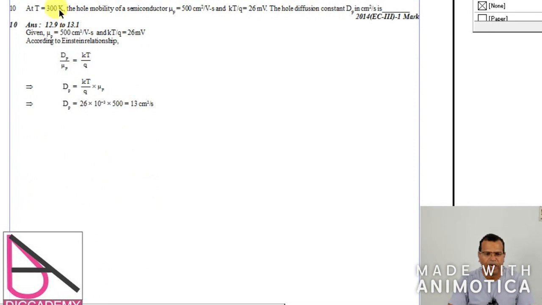So that is how we get the diffusion current density. Then at 300 K, the hole mobility of the semiconductor is given by this, and KT by Q is this, the hole diffusion. Basically this is a question on your Einstein relationship. So you are given mu and KT by Q, and we know the Einstein relationship, that is Dp by mu is equal to KT by Q. So you get the diffusion constant directly by using the Einstein relationship.